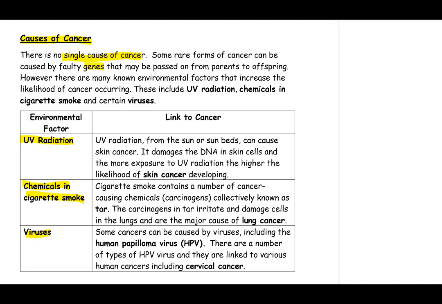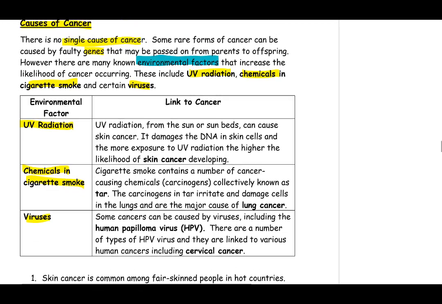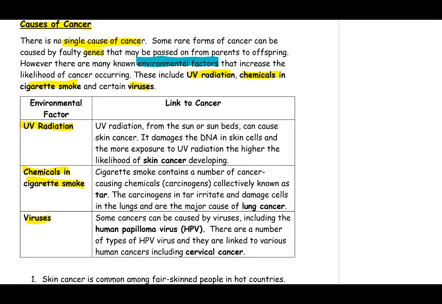Now, we know that there's many environmental factors that increase the chances of cancer happening. The main ones are UV radiation, chemicals in cigarette smoke, and viruses. Now, it's important here to notice that these are environmental factors. Okay, so genetics is not an example of an environmental factor. These things are things which we might come into contact with in our natural environment, and that's why they're considered environmental factors. So the first one is UV radiation, which usually comes from sun or sunbeds.